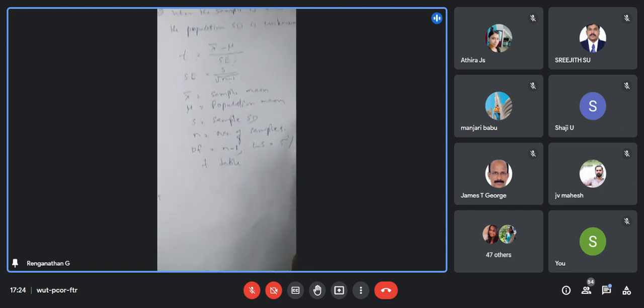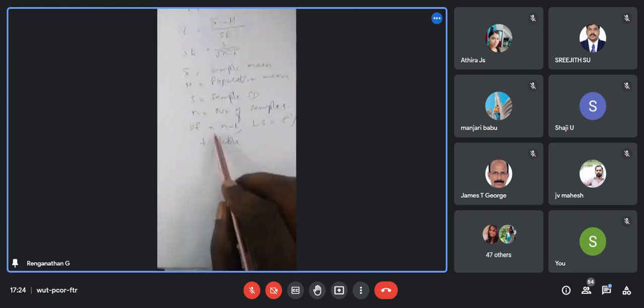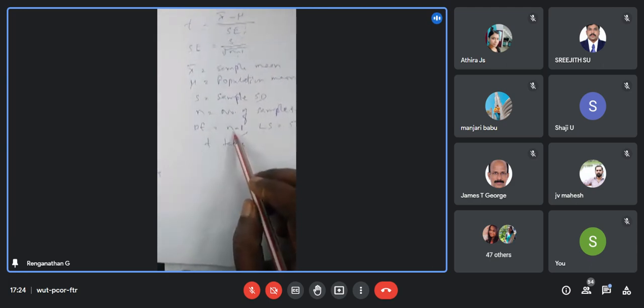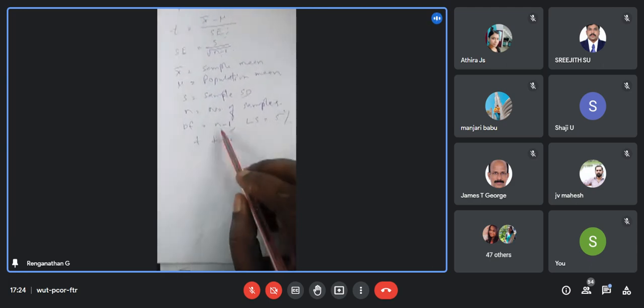In the case of the t-test, the degree of freedom is n minus 1. Use this formula to find the degree of freedom. The degree of freedom under the t-test is n minus 1.